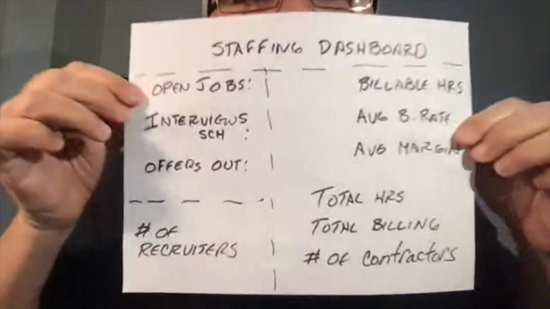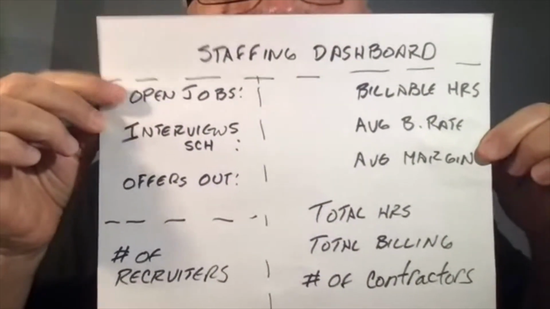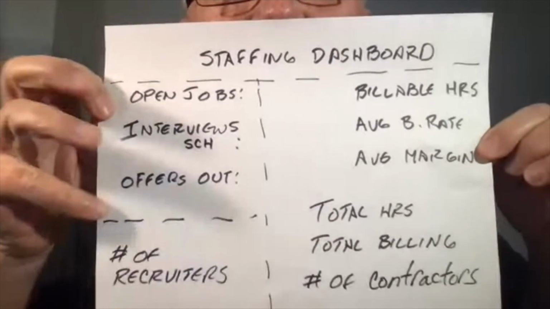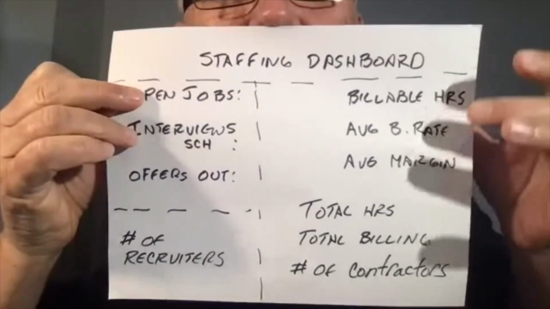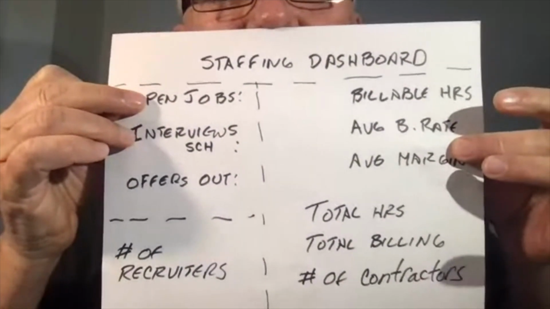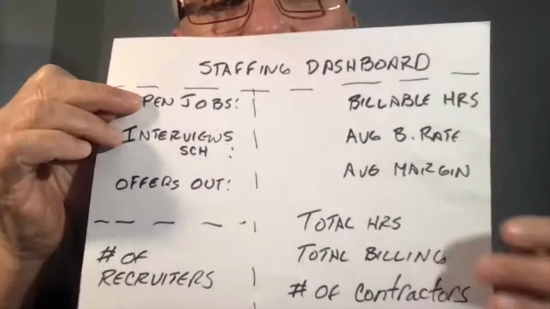Okay, so there's my PowerPoint. Take a screenshot of that. See it? Open orders, interviews scheduled, offers out, number of recruiters to produce on that, and then billable hours, average bill rate, average margin. I want that to go up in both areas. Total hours, total billing, number of contractors.